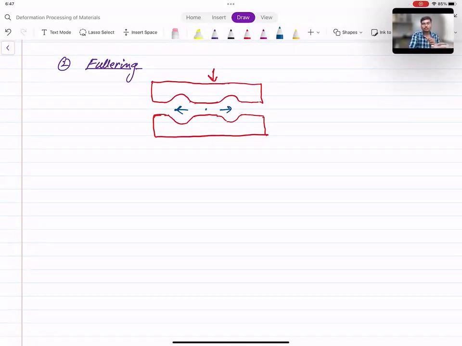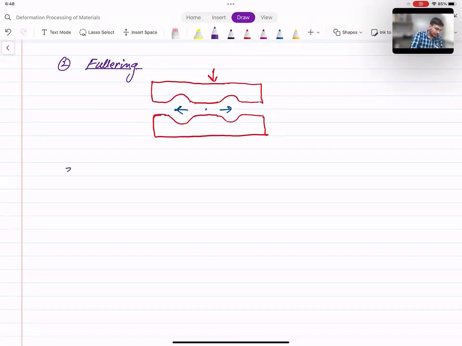So there you would have seen, or you can search on the internet how a connecting rod appears. The central region has a reduced cross section as compared to the ends. So this fullering operation is used to form that kind of shape, because after pressing, the material will flow towards these outer cavities and get reduced in the central region.